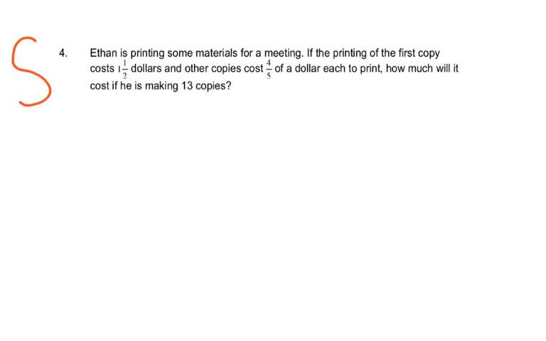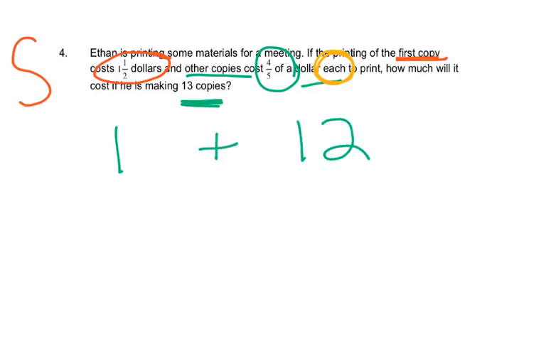All right, so he's making the copies. The first copy, that's important, cost $1.50. And then all other copies cost 4/5 of a dollar each. Oh, there's that each word from the multiplication, using our common words for the math operations sheet. How much will it cost if he is making 13 copies? Well, that's important to know. So we're going to have the first copy. So the first copy plus we're going to have an additional 12 copies.